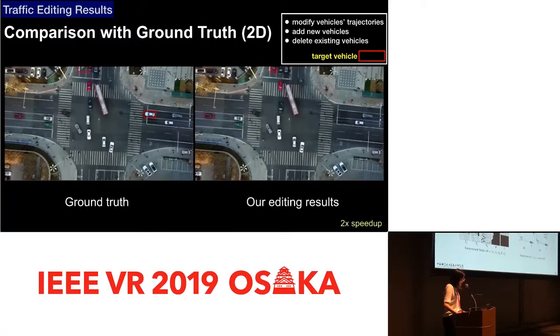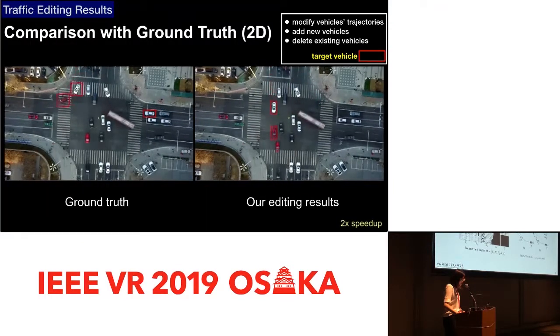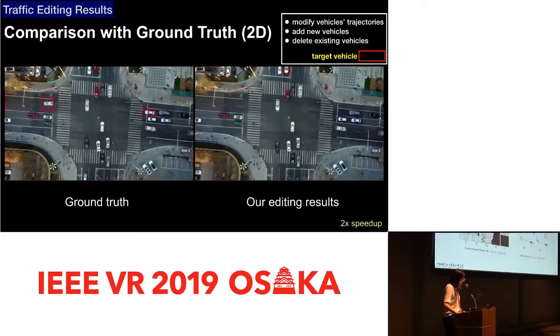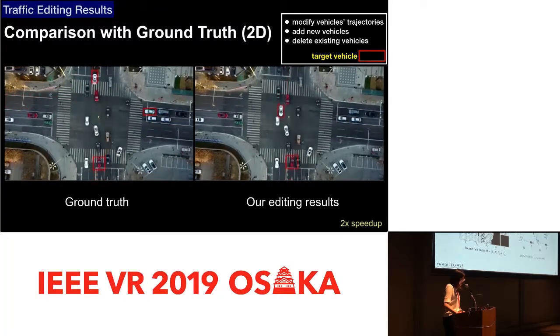This is our traffic editing compared results with the ground truth. The highlighted vehicles with red rectangles are our editing vehicles.